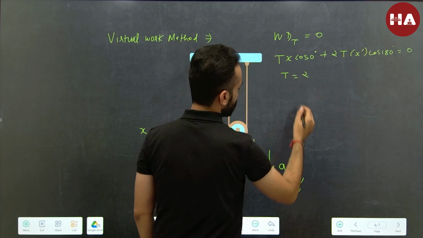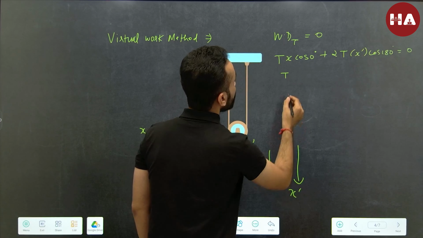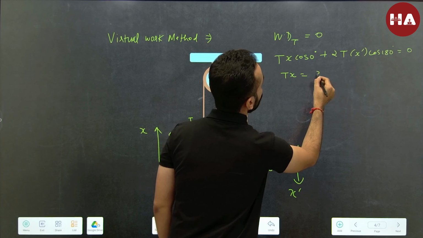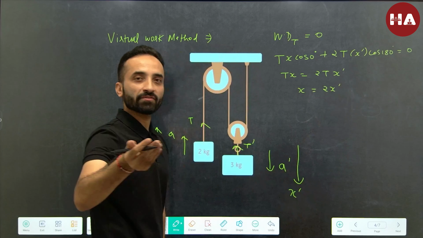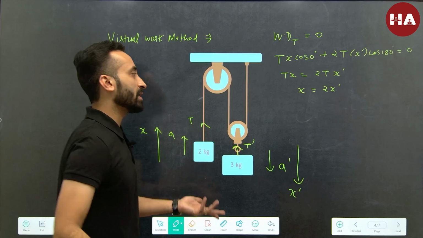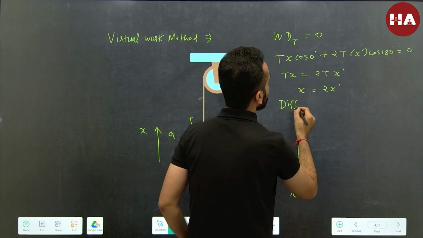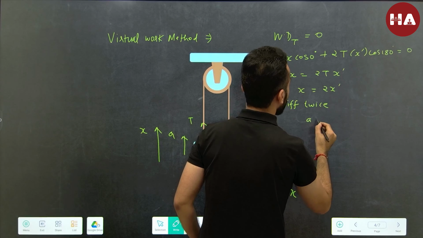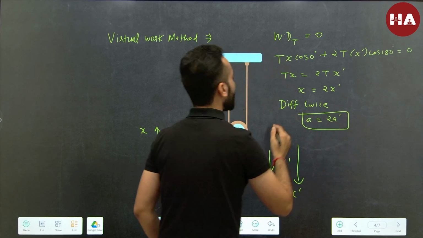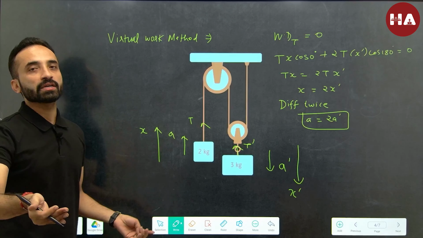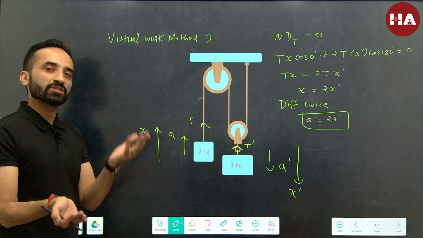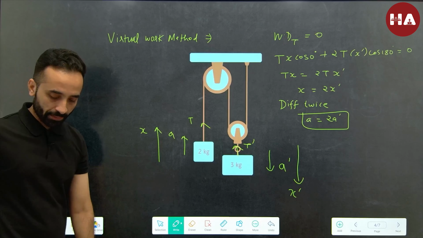T into x is equal to 2T into x dash, or x is equal to 2x dash. Is it giving us the same relationship between the displacements? And again, if you differentiate it twice with respect to time, what you are going to get is A is equal to twice of A dash. So this is another way. You can follow any of the ways. What is more logical is obviously the constraint relationship here, where you are just using the fact that the overall length of the string can never change. But you can still copy this down, and then we'll take a couple more examples.